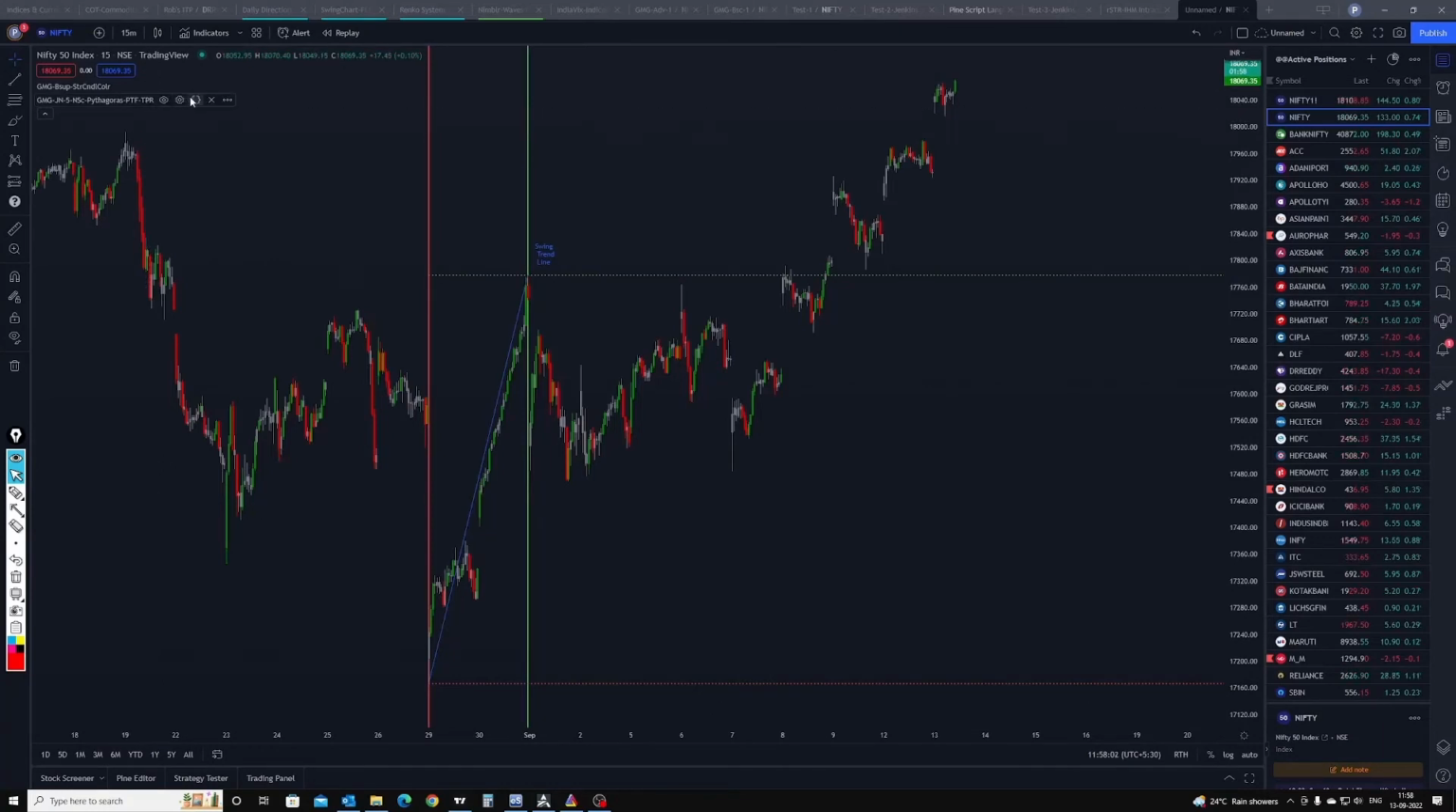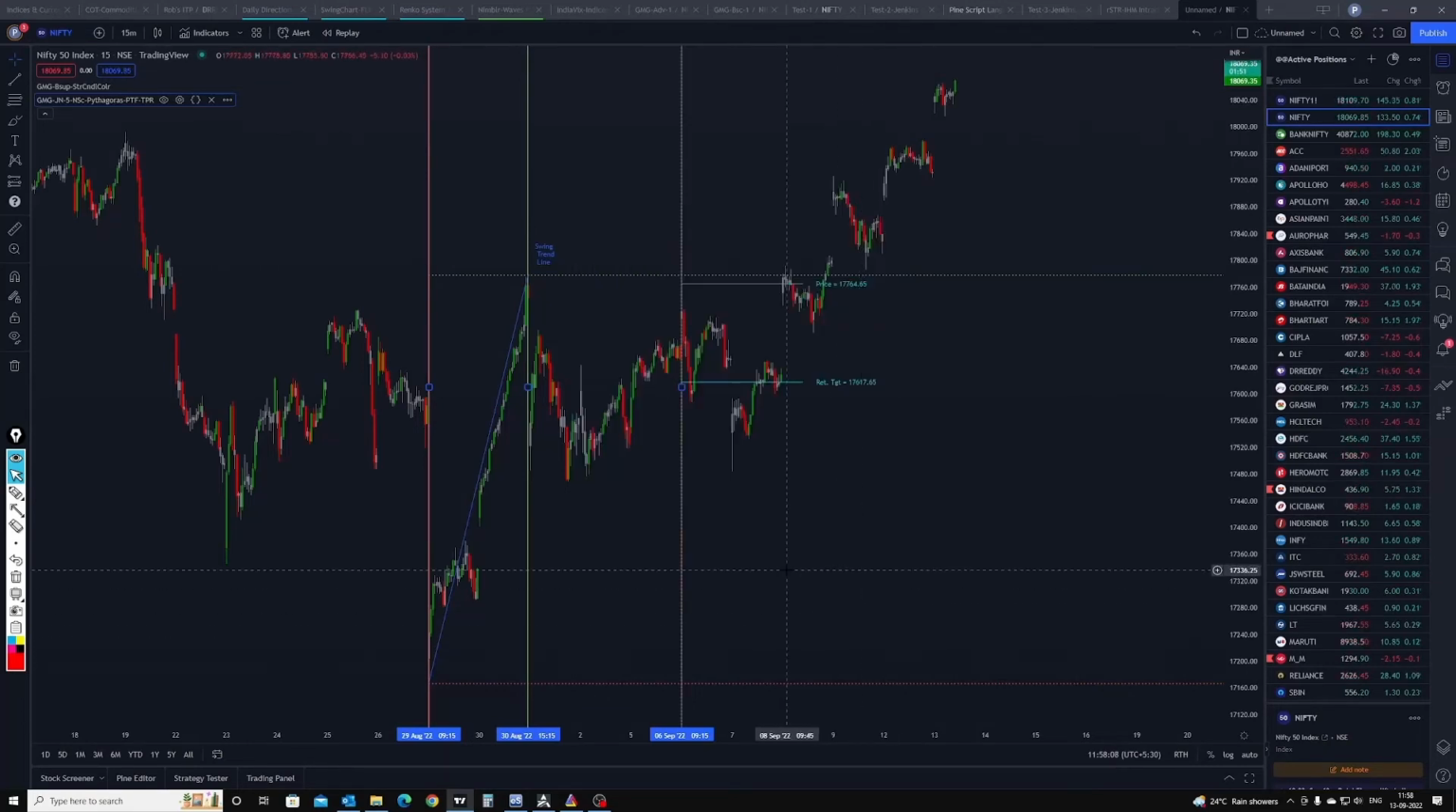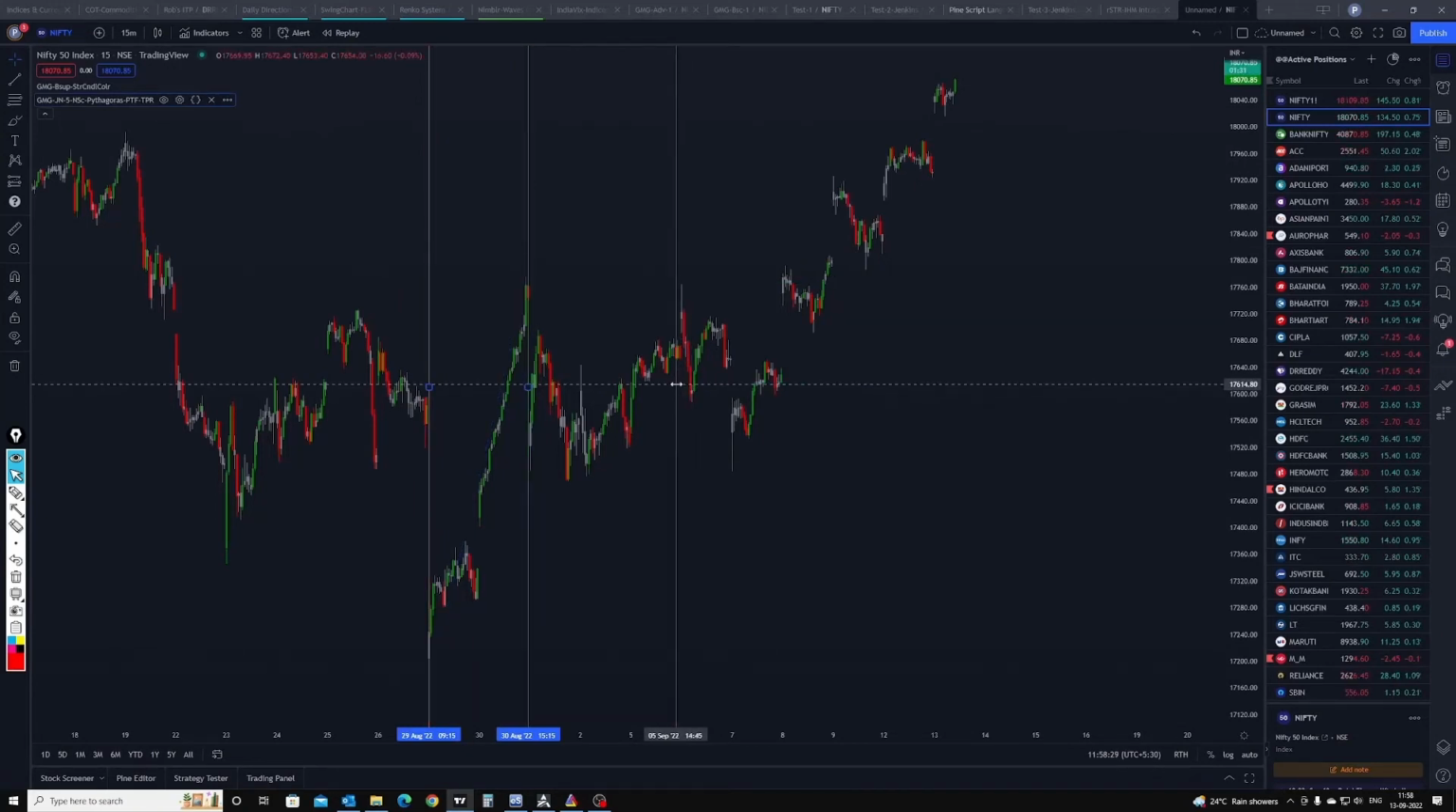What I'll do is enable this time price retrace lines. Now you can see there's a third anchor line, the orange colored anchor line, available on the chart. You remember when we first applied this indicator on the chart, earlier in this video I told you I'll tell you the role of this third anchor line later on. So now comes the role of the third anchor line.